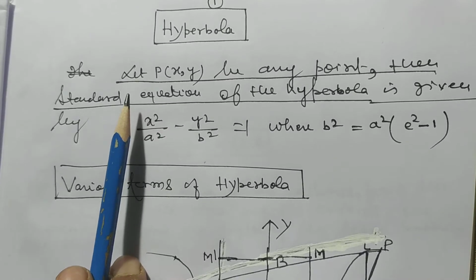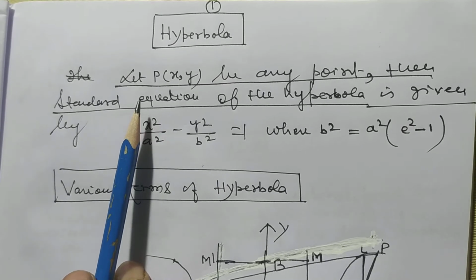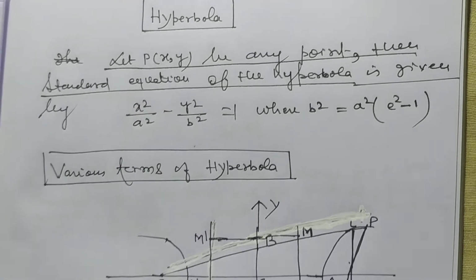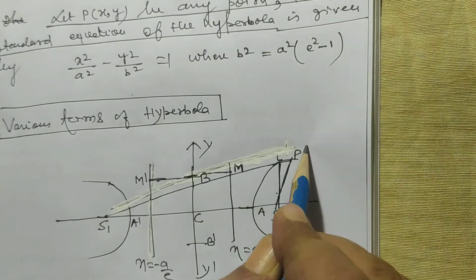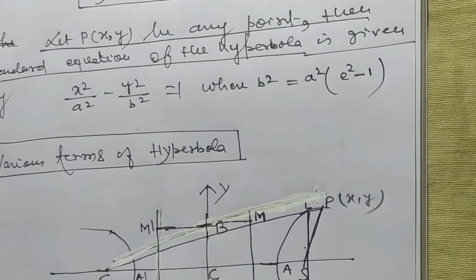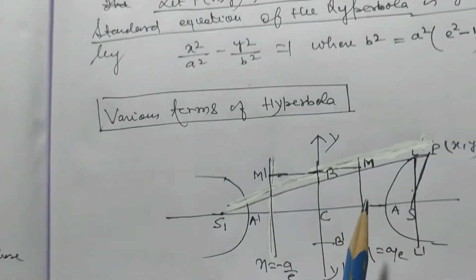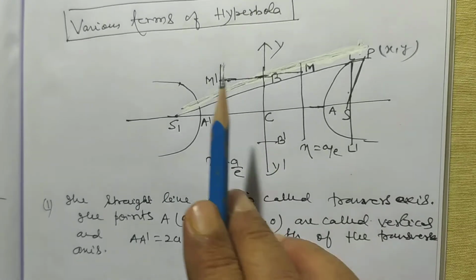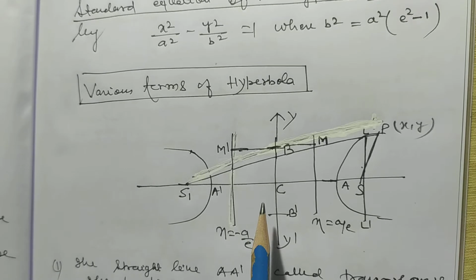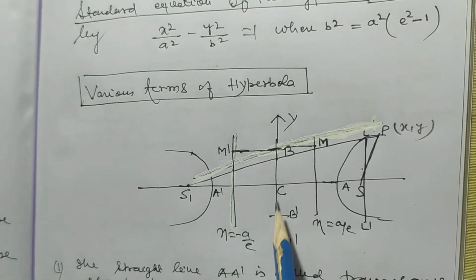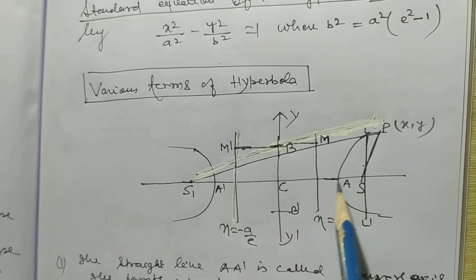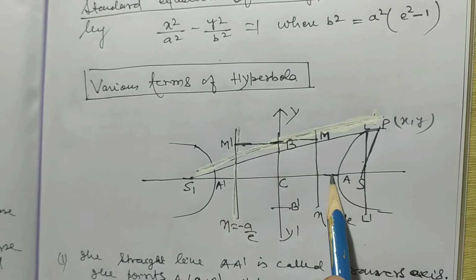Today I want to discuss the most thrilling topic of conic sections, that is the hyperbola. Let P(x, y) be any point, then the standard equation of the hyperbola is given by x square by a square minus y square by b square is equal to 1, where BB dash is twice b. This is the conjugate axis and AA dash is the transverse axis.